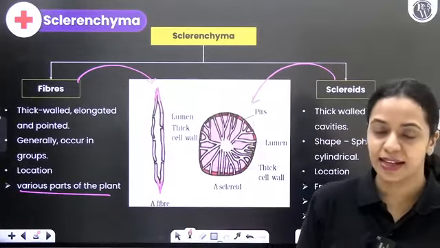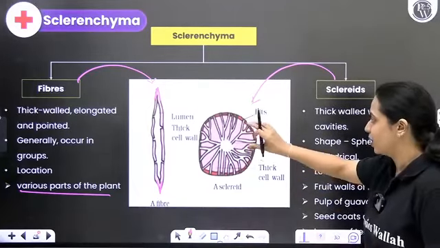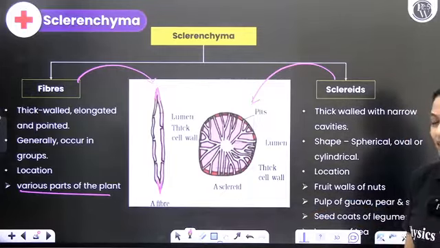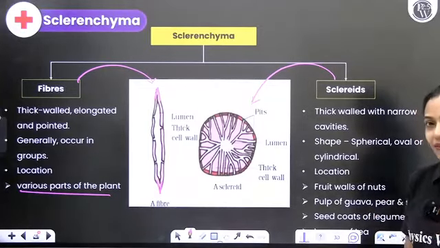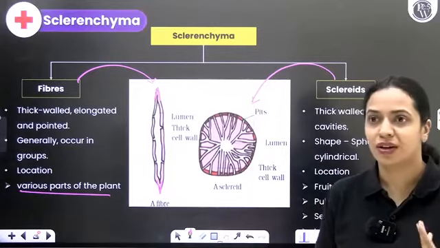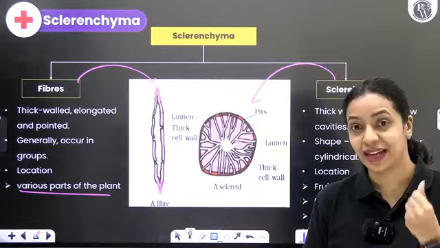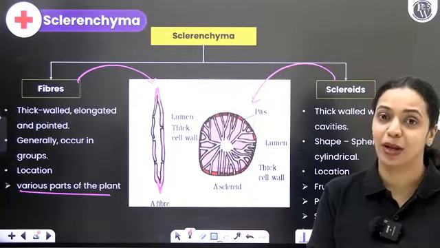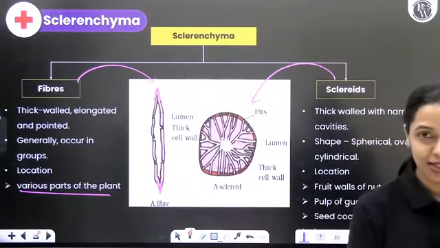Talking about sclereids, where are the sclereids located? That is important for you to know. This also will have thick walls, but the shape will vary. They can be oval, spherical, cylindrical. Different types of sclereids are present. Whenever you eat fruits like guava or pear, you can sense a gritty nature in the pulp of those fruits, right? That gritty nature comes from sclerenchyma. If you have a microscope, you can take the pulp of an apple or a pear and look at it under the microscope. You will be able to see these sclereids.